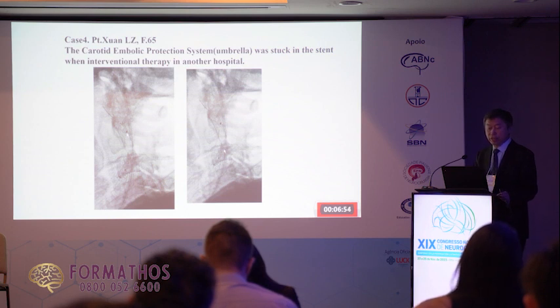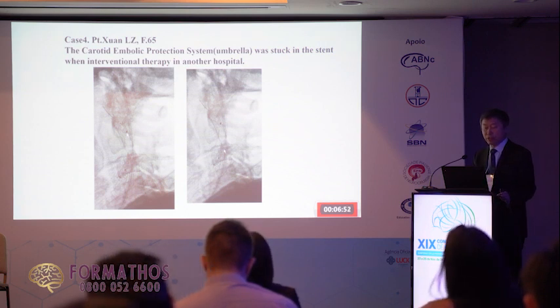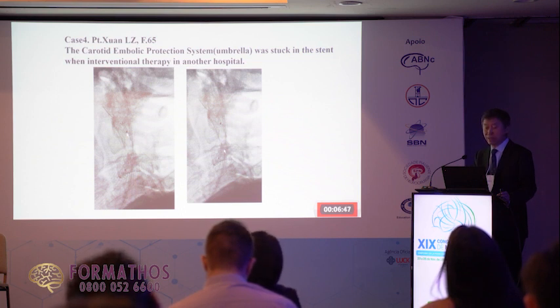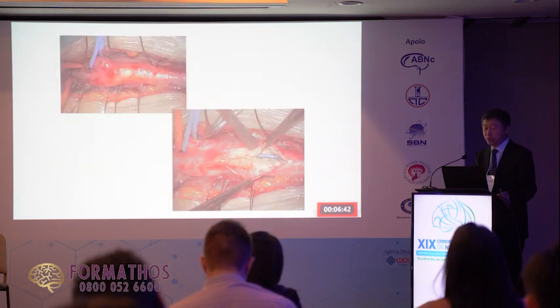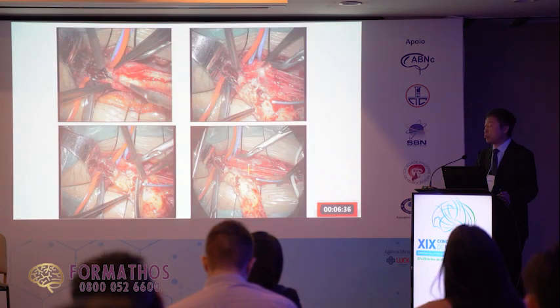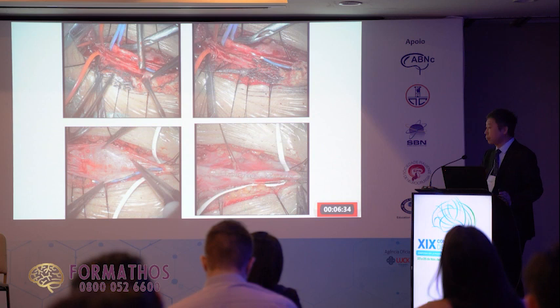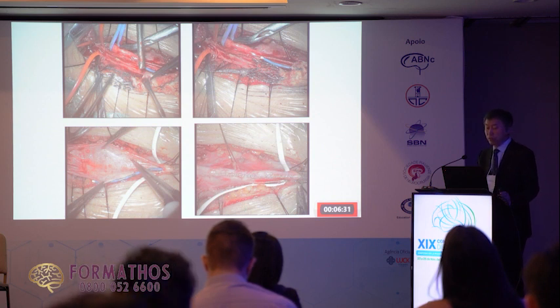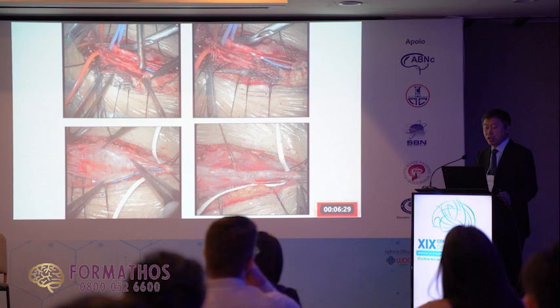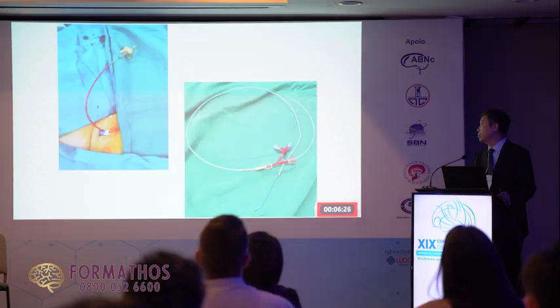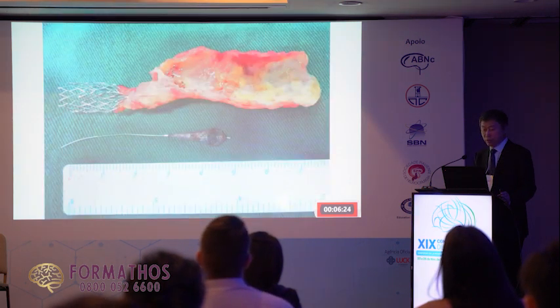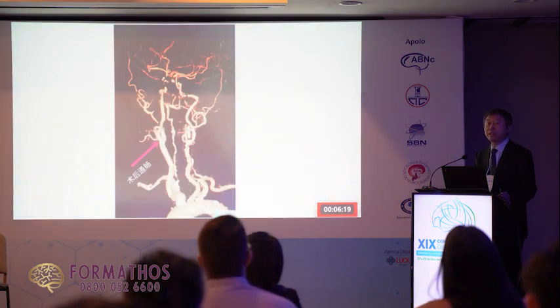Case 4, we can see the carotid embolic protection system umbrella was stuck in the stent when interventional therapy in our hospital. The patient was rushed to our hospital. We can see the carotid umbrella and the stent. We removed the carotid embolic protection system and stent, post-operative.